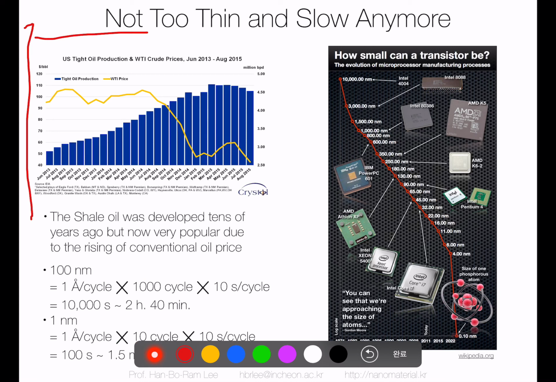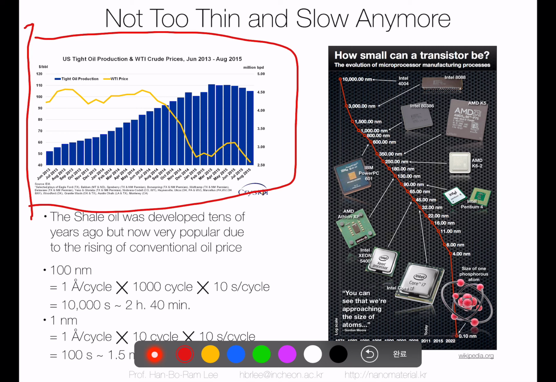This is a very impressive graph of the U.S. oil production and the crude oil price. As you know, a few years ago the oil price was very high, but at some point it dropped, and then it did not increase again. The main reason is that the U.S. oil companies already had the technology to get shale gas, the gas production technology from rocks and sands.